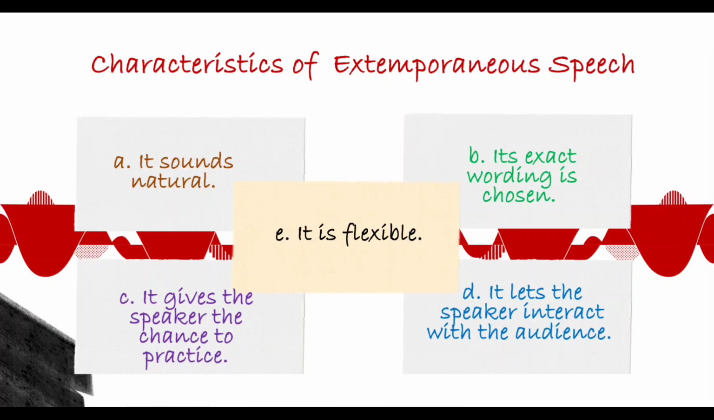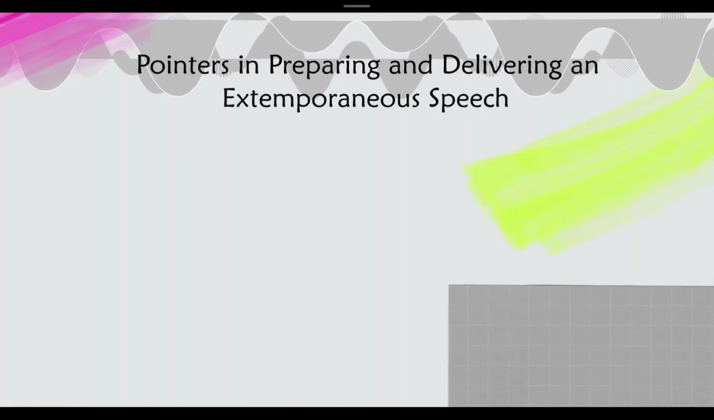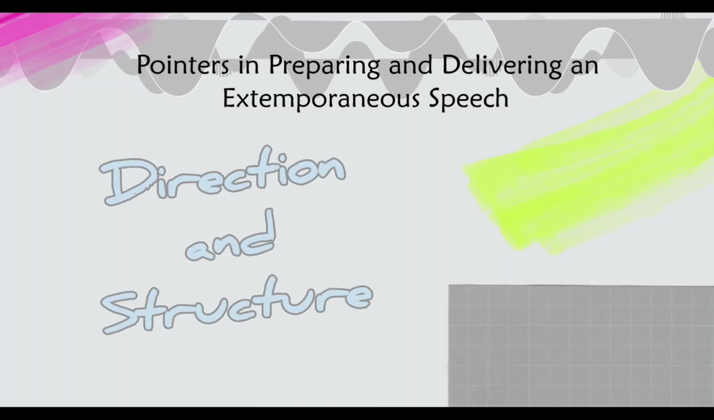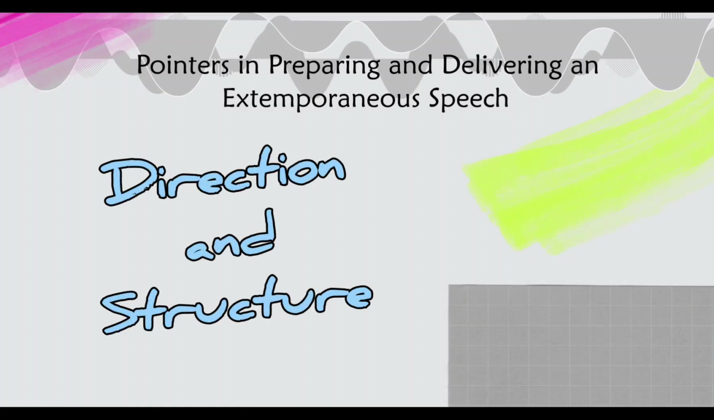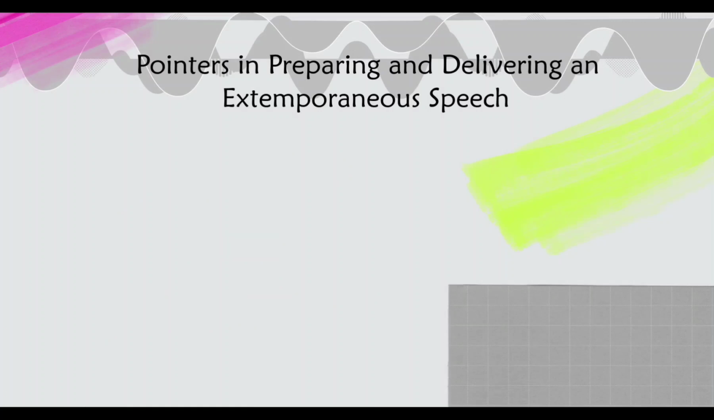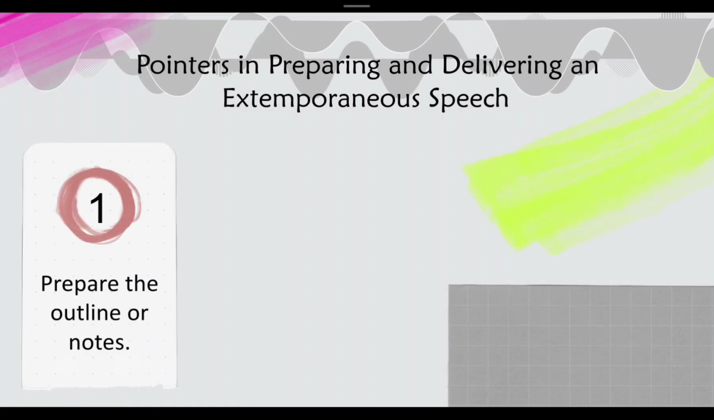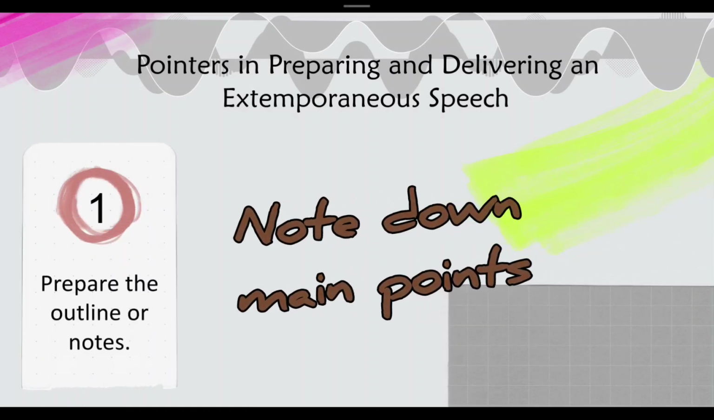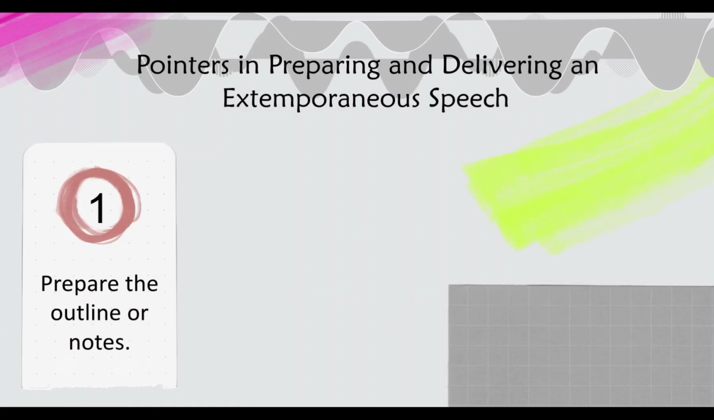In the dynamic landscape of public speaking, here are some invaluable pointers to consider when preparing and delivering an extemporaneous speech. These guidelines serve as a compass, providing direction and structure to your thoughts while ensuring a seamless and compelling delivery that captures the audience's attention. First, prepare the outline or notes. Note down your main points as well as the supporting details for each. Include keywords or key phrases that will serve as your guide for explanation or elaboration.